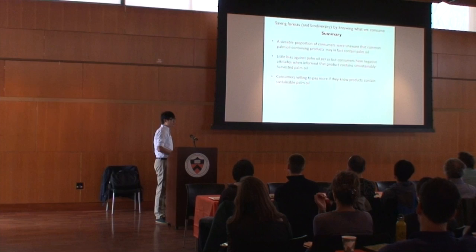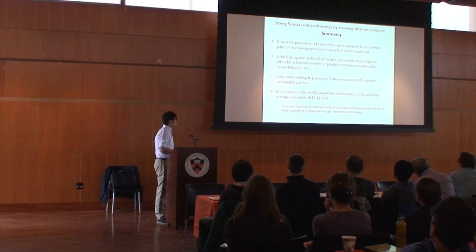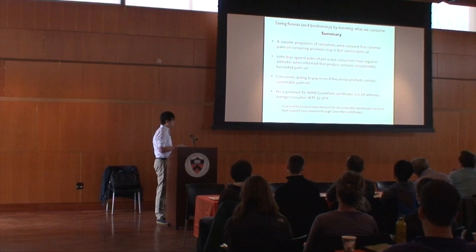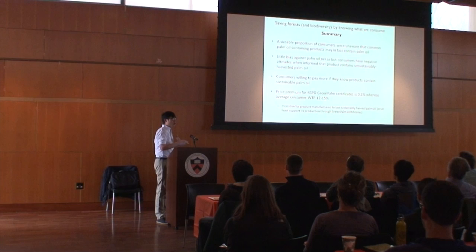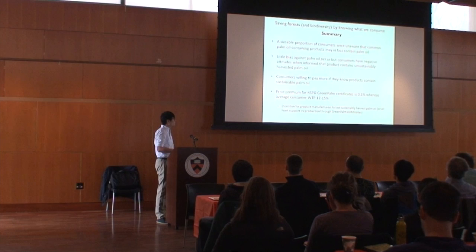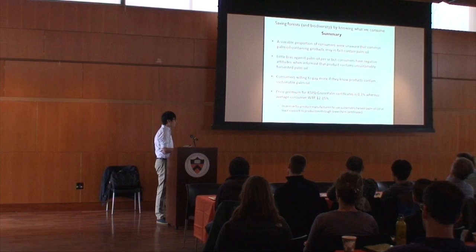So now the price premium for RSPO green palm certificates is 0.3%. So basically it costs less than 1% more for a manufacturer to purchase this sustainability certificate from RSPO. However, we show that the average willingness to pay for consumers is about 12-15%. So there's a gap here, right? It shows that there's incentive for product manufacturers to use sustainably harvested palm oil or at least support its production through green palm certificates. The whole sustainability scheme of palm oil is a bit complex. I'm happy to discuss more about this with people after this. But generally we show that there's an incentive for manufacturers to use sustainable palm oil and they can actually profit from it.